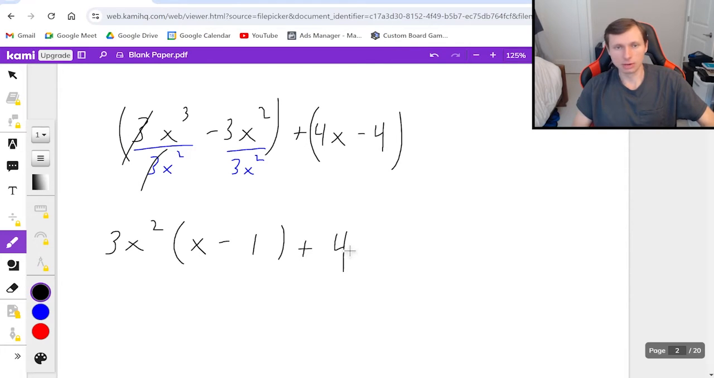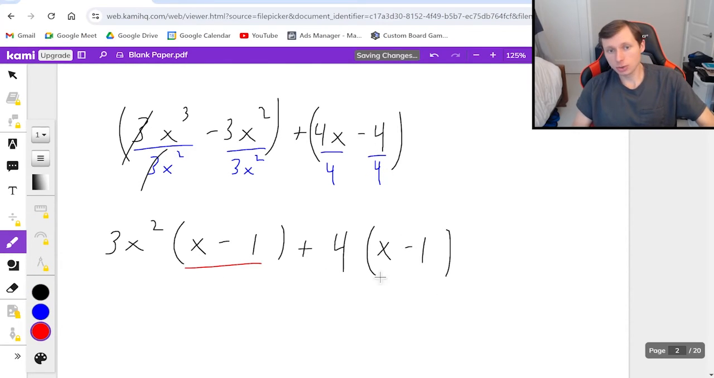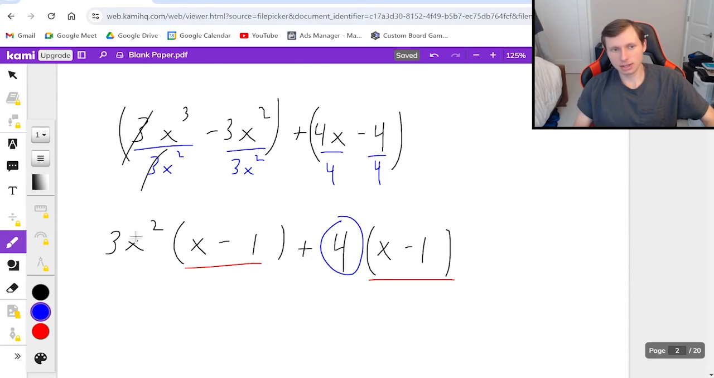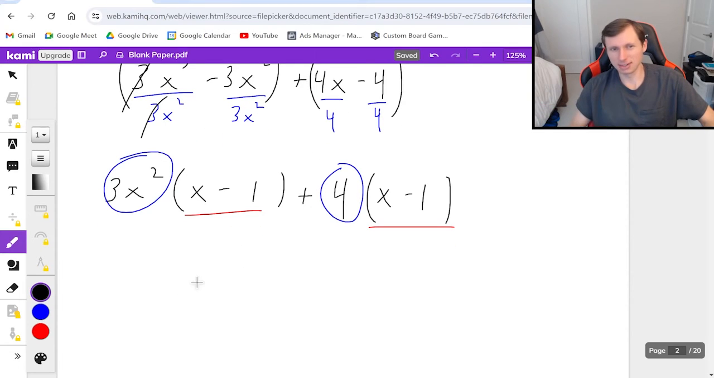So plus 4 times, when I factor out the 4, I am just left with 4x over 4, which is x, minus 4 over 4, which is minus 1. Once again, these 2 things are equal to each other, which means I did it right. And then this 4 and the 3x squared I'm going to group together for the second factor. So the final answer is 3x squared plus 4 times x minus 1.